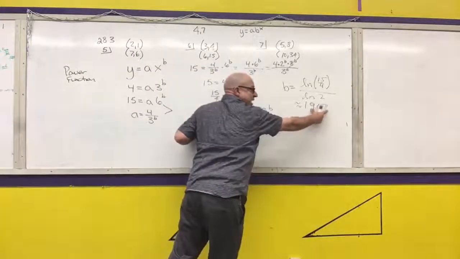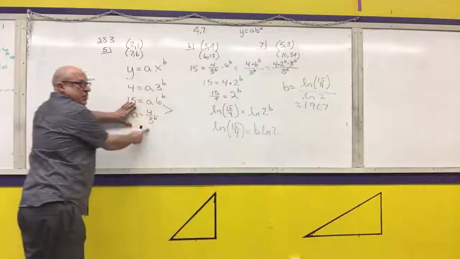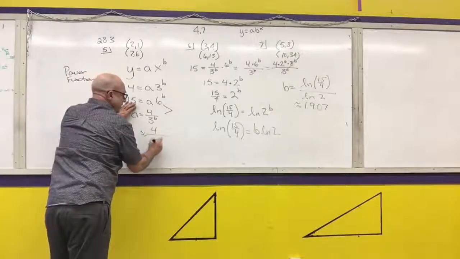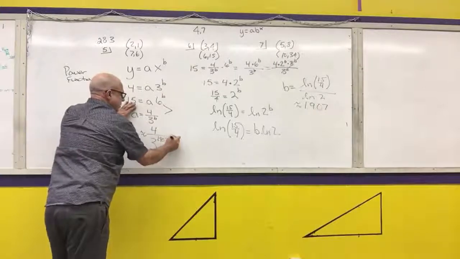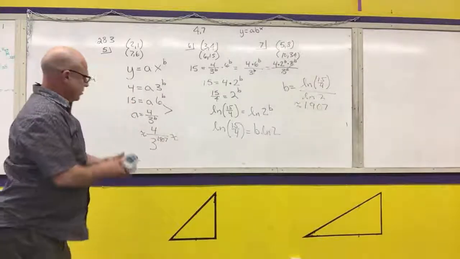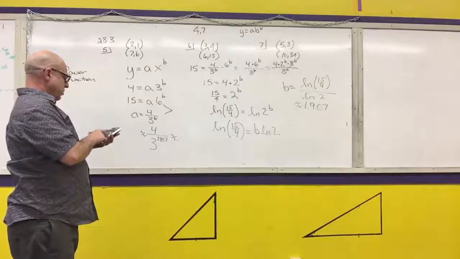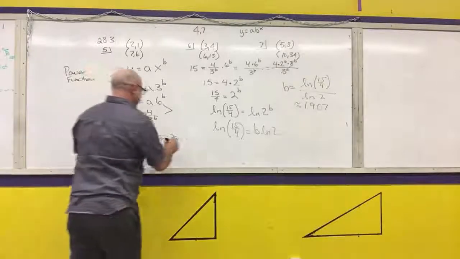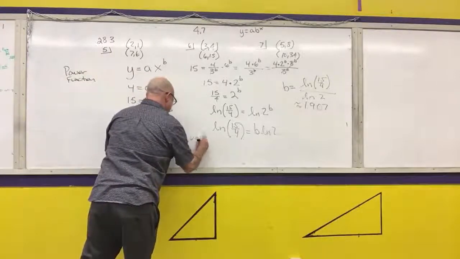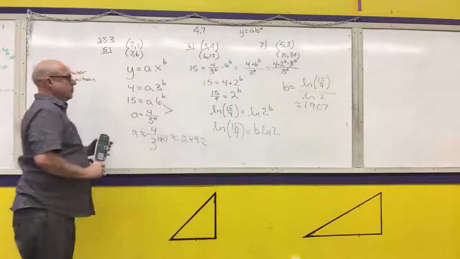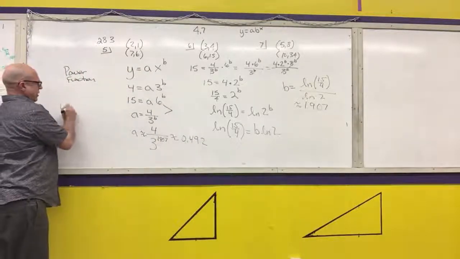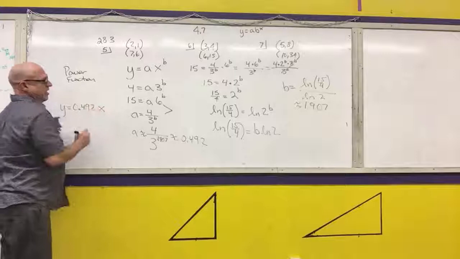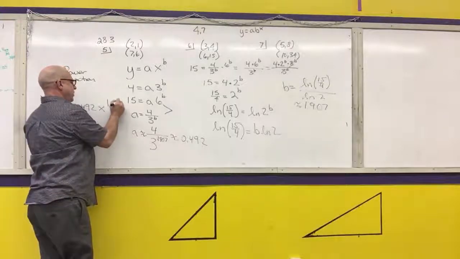So this number that I have in my calculator, I'm going to use in this equation. So a is approximately 4 over 3 to the 1.907. So I'm going to hit 4 over 3 to the answer, and I get approximately 0.492. So final answer, y equals 0.492 times x to the 1.907.